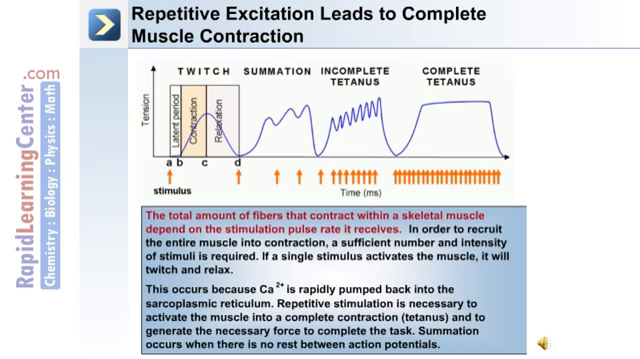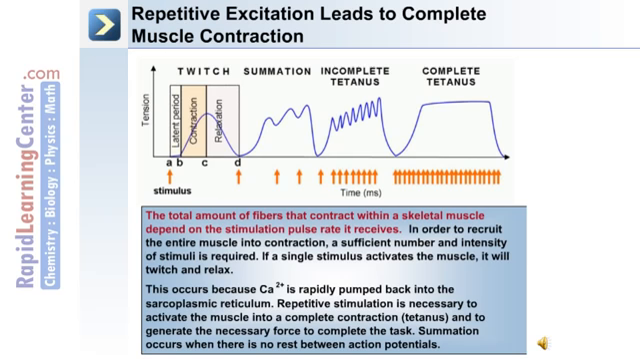Complete muscle contraction requires repetitive excitation. The total amount of fibers that contract within a skeletal muscle depends on the stimulation pulse rate it receives. In order to recruit the entire muscle into contraction, a sufficient number and intensity of stimuli is required.